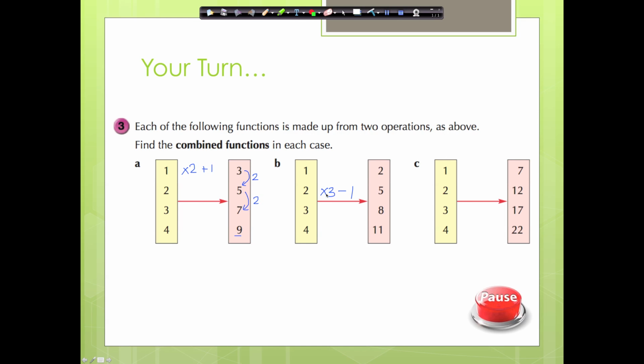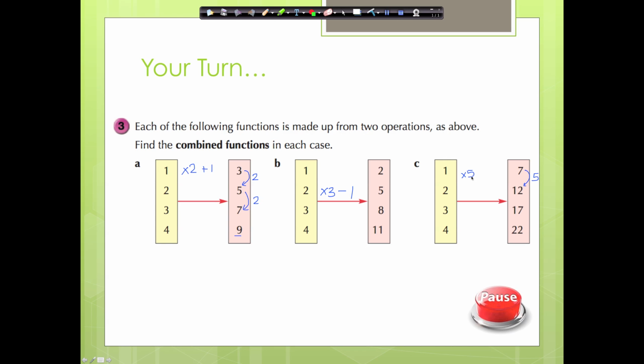3 times 3 is 9, take away 1 gives me 8, so we know that that works. For this next one, we've got 1 to 7, 2 to 12, 3 to 17, 4 to 22. This one is a little bit more tricky. I would suggest using the difference. So here we know that the difference is 5. So we know that I have to multiply by 5.